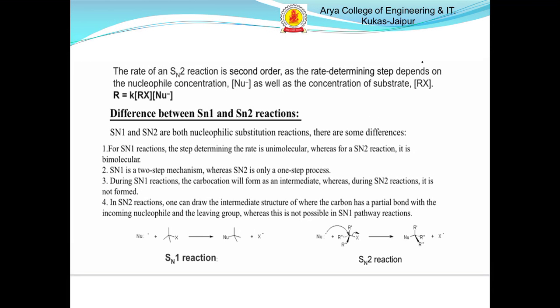Now we will discuss the difference between the SN1 reaction and the SN2 reaction. The SN1 reaction is completed in two steps, but the SN2 reaction is completed in one step. In the SN2 reaction, one can draw an intermediate structure where the carbon has a partial bond with the incoming nucleophile and the leaving group, whereas this is not possible in SN1 pathway reactions.